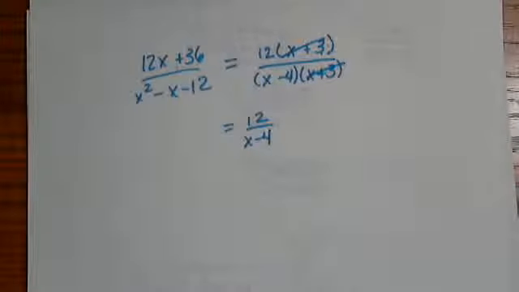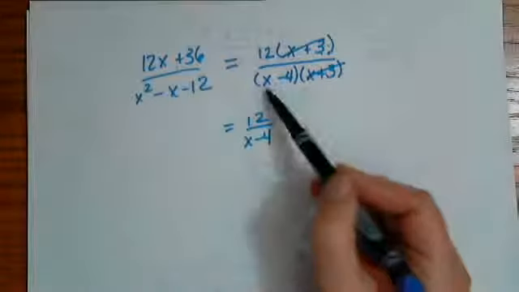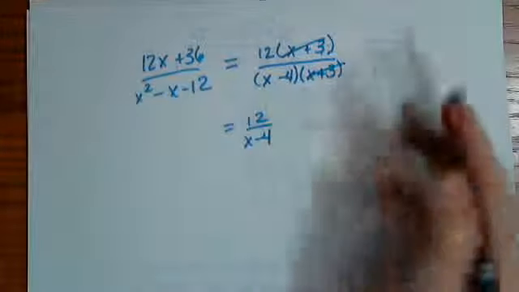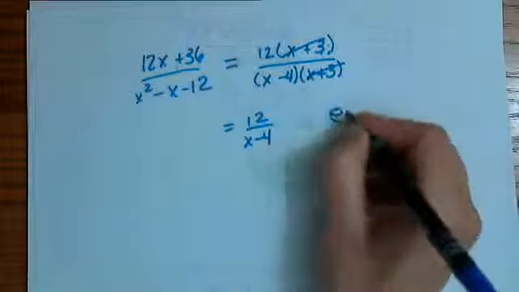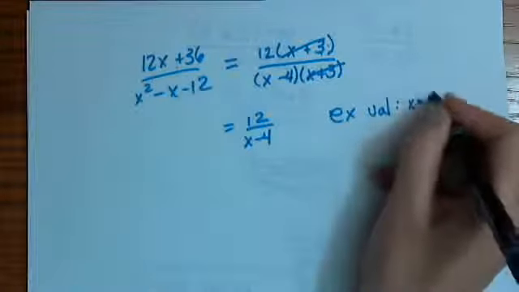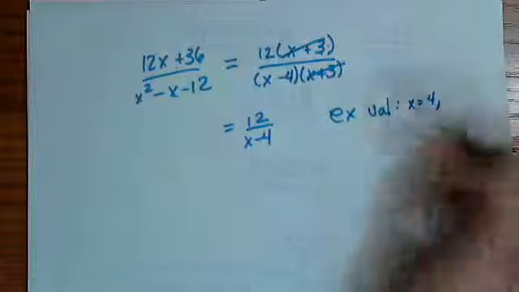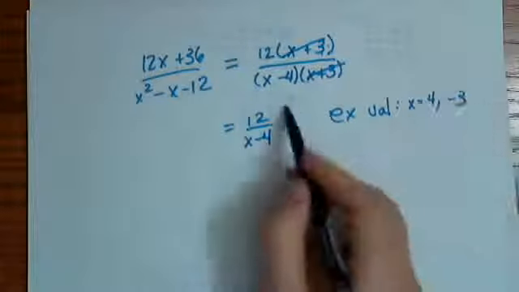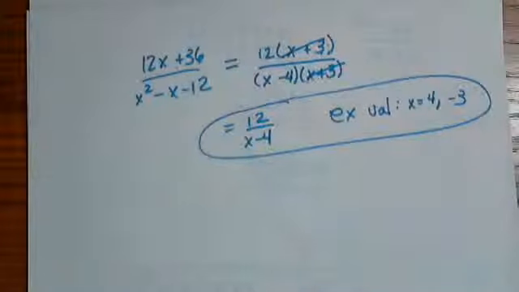Okay, 12 over x minus 4. What have we not done? We have not found the excluded values, but we can look here and we can see that the excluded values are going to be when x equals 4 or negative 3. And that is the answer to this problem.